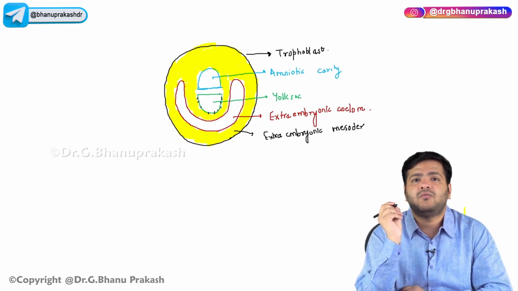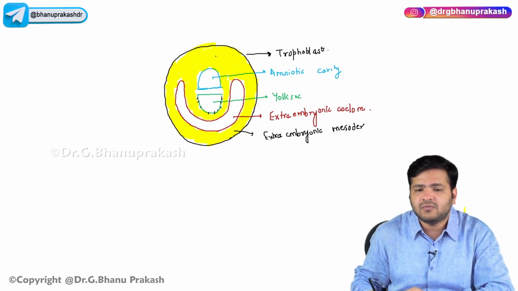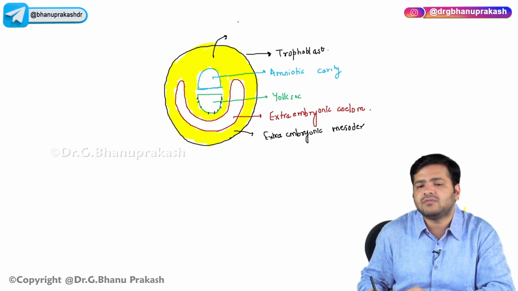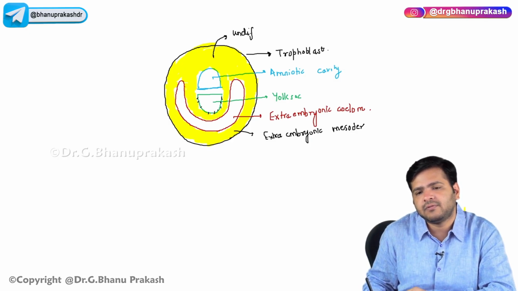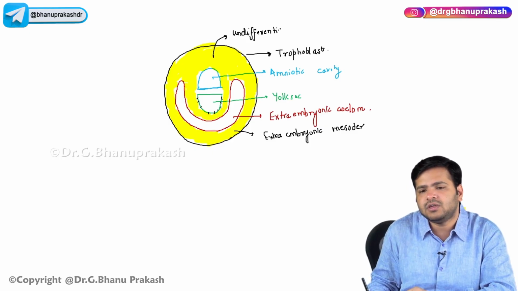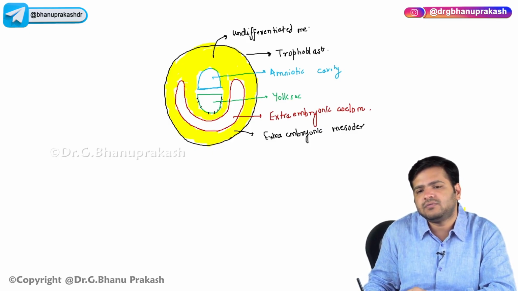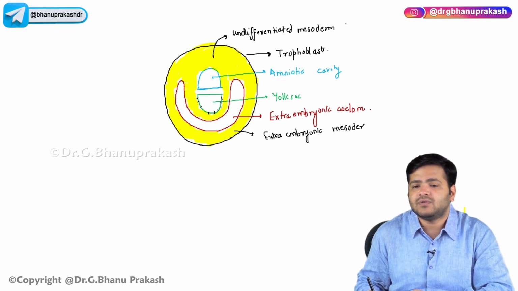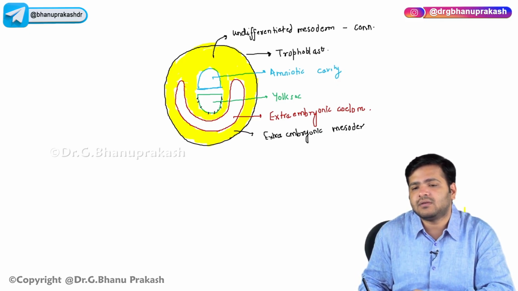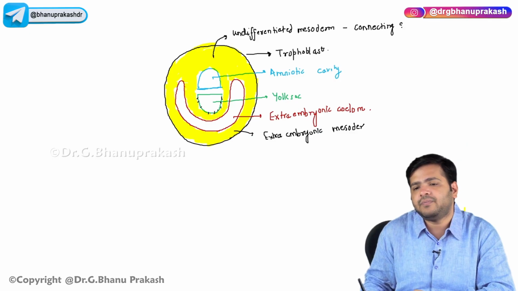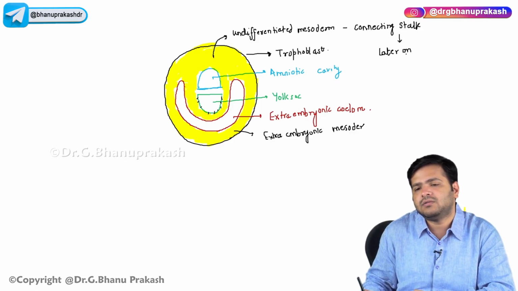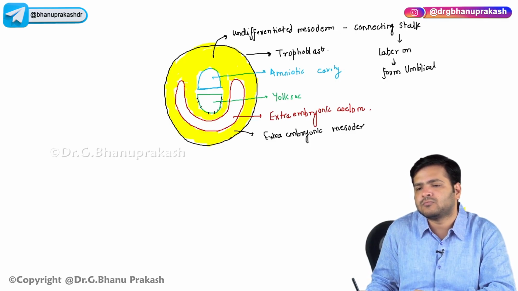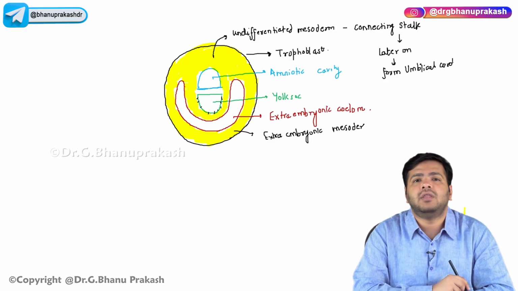Now, what will happen? I have told you this extraembryonic coelom will be absent over here. So there is something which is called as the undifferentiated mesoderm, right? This mesoderm is not having this extraembryonic coelom, right? And this is the connecting stalk, which will later form the umbilical cord. Umbilical cord.